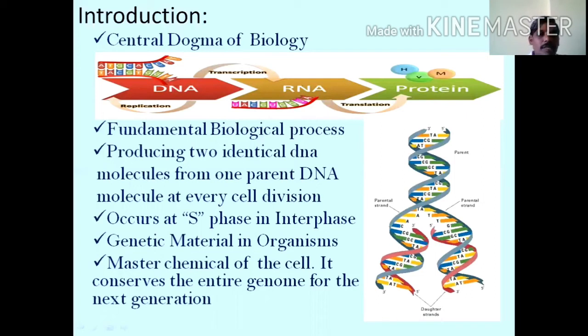This process occurs at the synthesis phase or S phase in interphase of the cell cycle. And this DNA molecule acts as the main genetic material in most organisms. Moreover, the DNA molecule is also called the master chemical of the cell because it conserves the entire genome for the next generation.